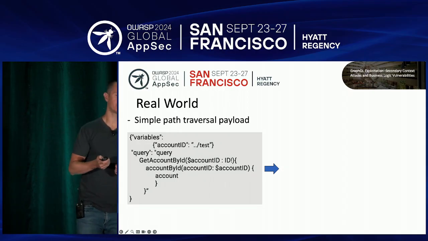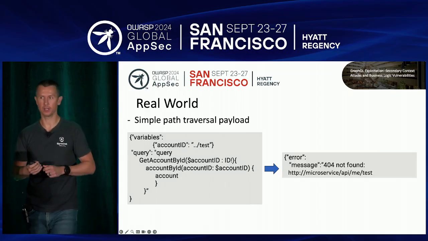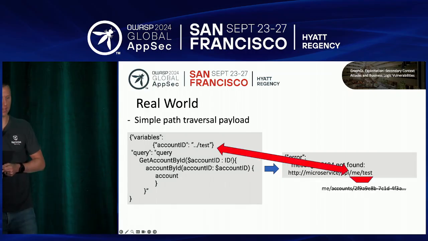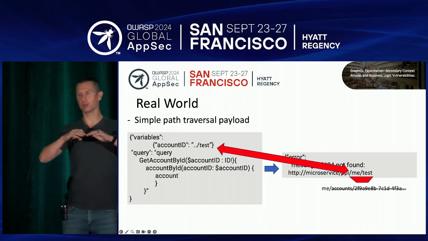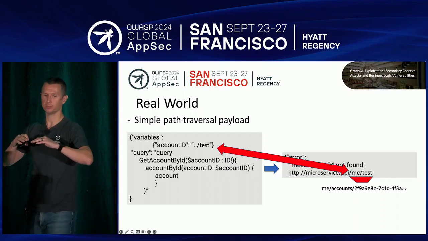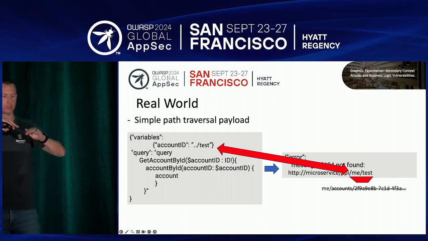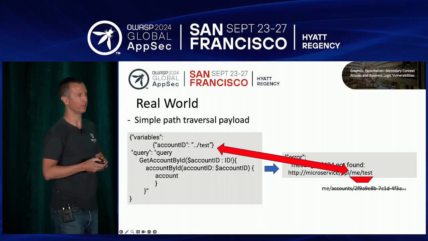So next, try out a simple path traversal payload. And again, now it's confirmed. We can definitely control it by putting ../test. There's no longer an accounts component to the backend REST API, which means that it's jumping up a directory when fully path normalized.